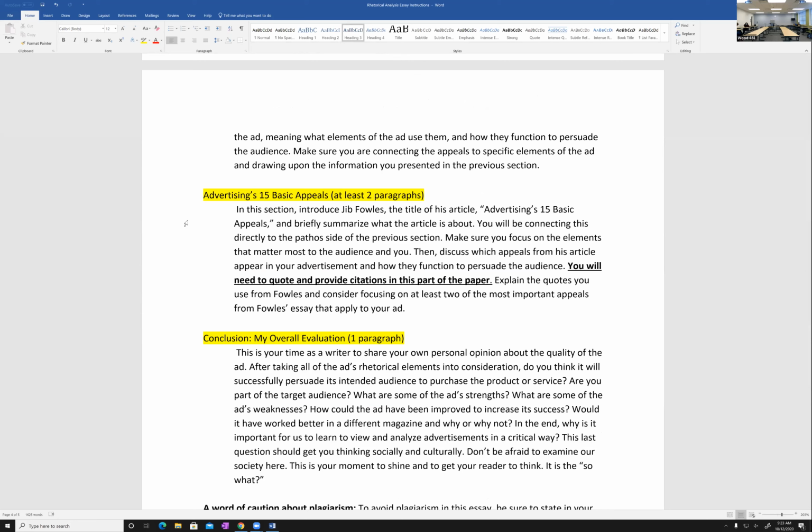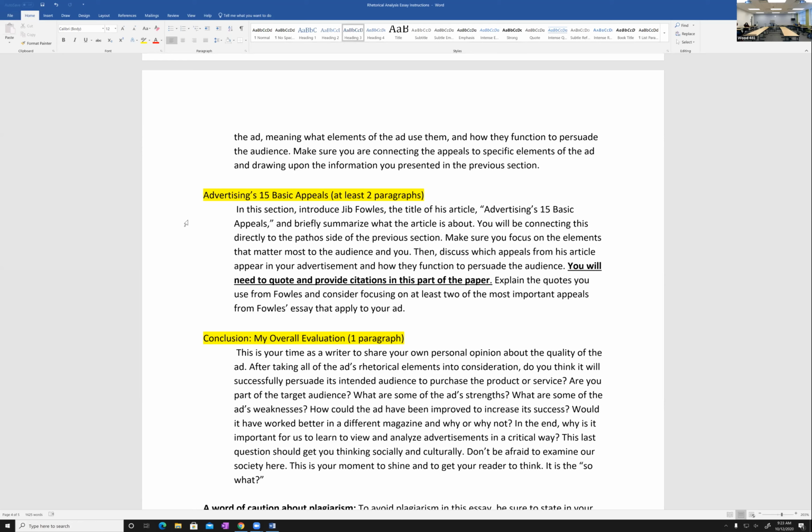And in this section, you're going to be referring to an article by Jib Fowles that he wrote. You're going to summarize briefly that article and then connect it to the pathos side. So Jib Fowles is focused all about pathos, all about emotion. And in this section, you will need to quote from the article. He talks about 15 basic appeals.